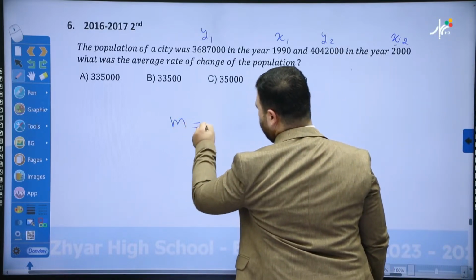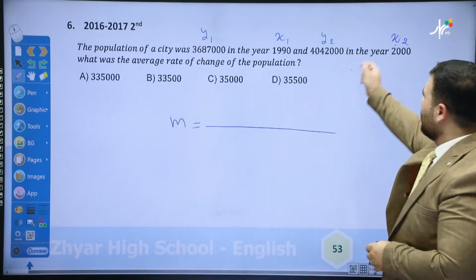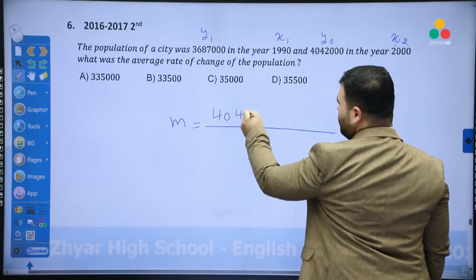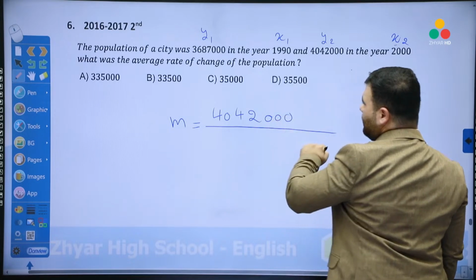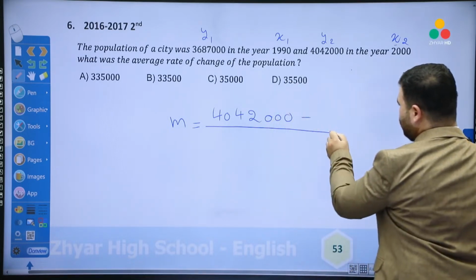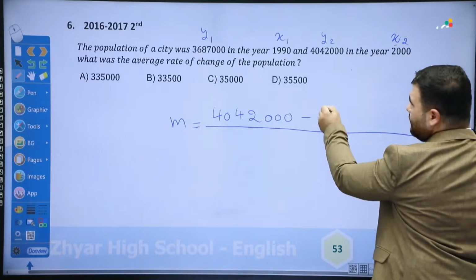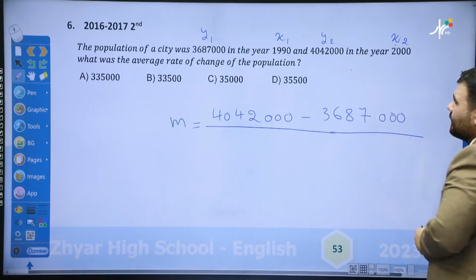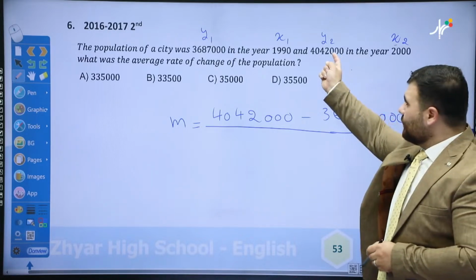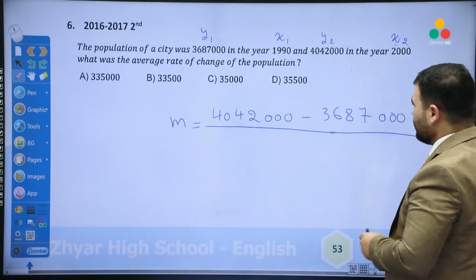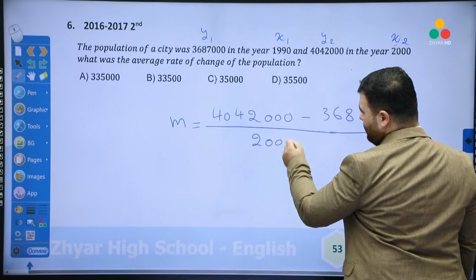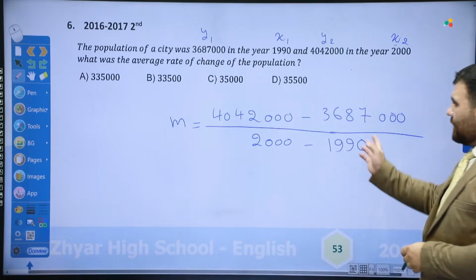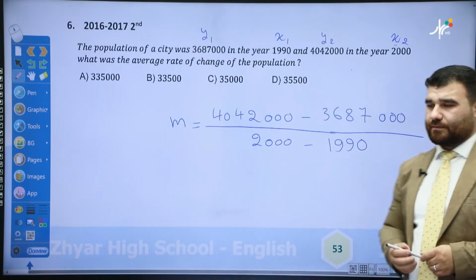M equal to y2 minus y1 over x2 minus x1. Then using calculator, you can find the answer. This is how you do it.